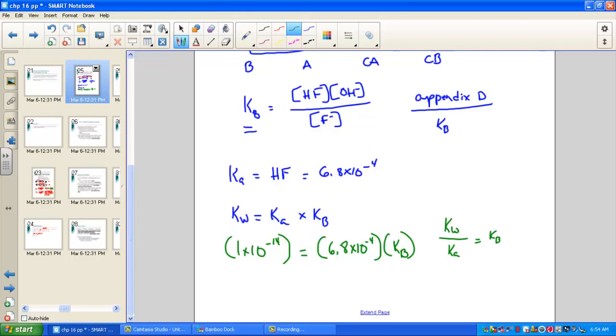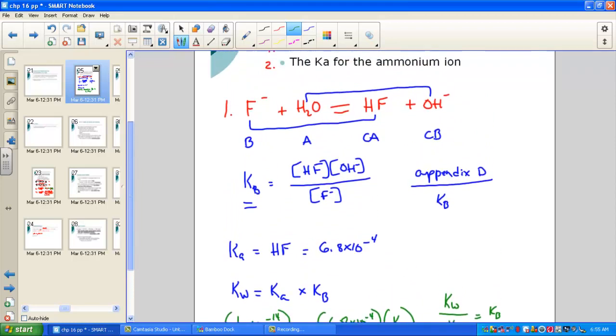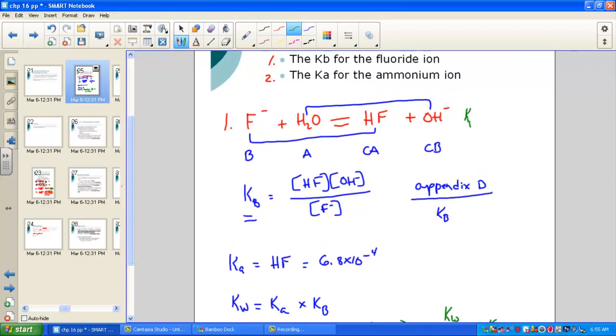And hit that with me just to be sure we get a common answer. So 1e negative 14 divided by 6.8e negative 4. And my calculator is saying for Kb, 1.47 times 10 to the negative 11th. So back to giving this meaning here, this Kb has a constant. We just solved for it. The Kb for this expression, 1.47 times 10 to the negative 11th.